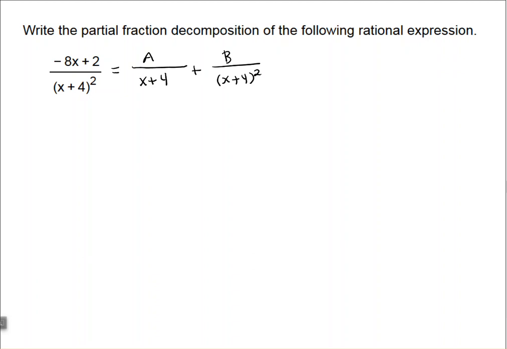So now we need to find the values of a and b, and from here we use the same steps to find a and b. We want to multiply both sides by the least common denominator, which should be your denominator on your left-hand side of the equation. So x plus 4 squared. Okay, so when I multiply the left-hand side of the equation by x plus 4 squared, I'm left with negative 8 times x plus 2.